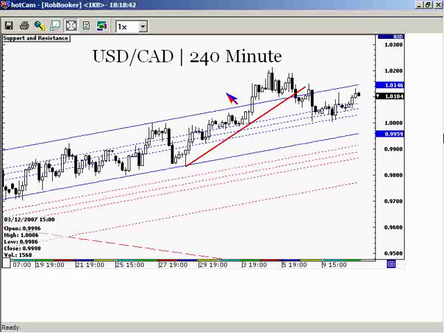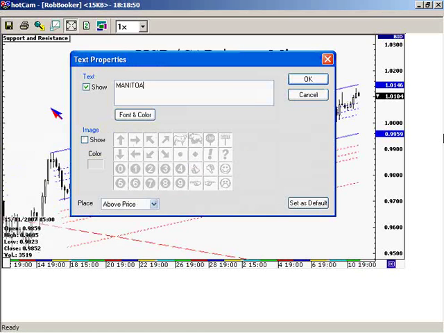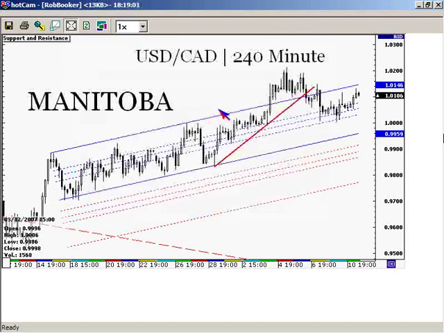Wonderful. What I'd like to describe to you right now is something that I like to call the Manitoba trade. The Manitoba trade is as follows. Let's assume that you've been able to draw a channel based on these highs here and these lows here. And you've drawn a support and resistance channel. This is a rising channel, and you've drawn it, and you love it. You love it like you loved your first car.